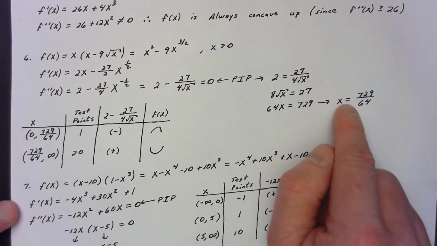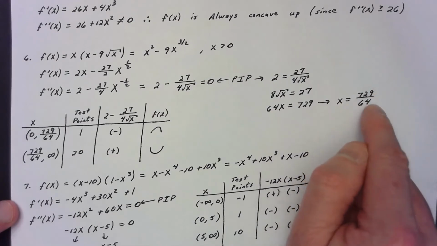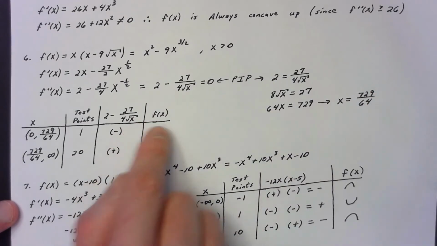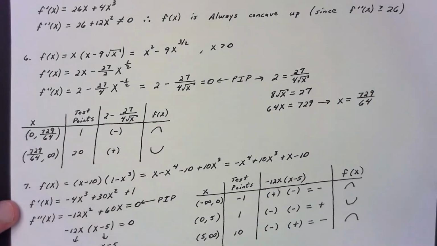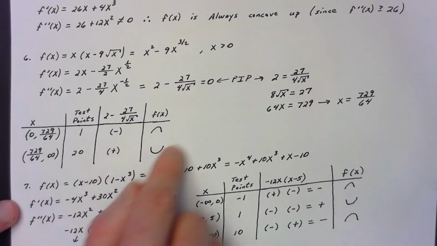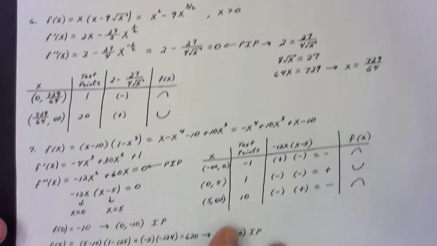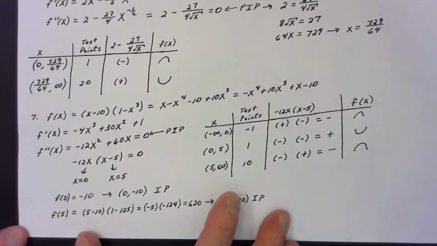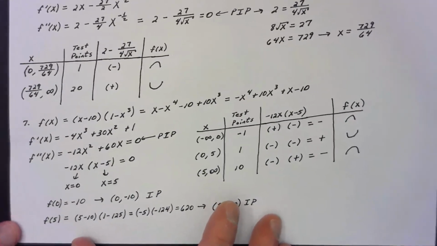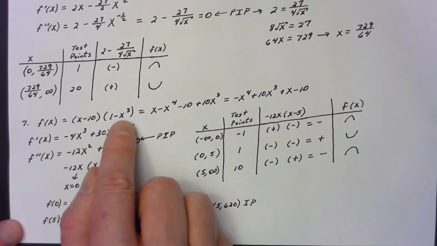We have a point of inflection located at x equals 729 over 64. Our function is concave down from 0 to that point, and our function is concave up from that point to infinity. Pretty nice. Number 7 continues the original problems where we have a product given in the beginning.